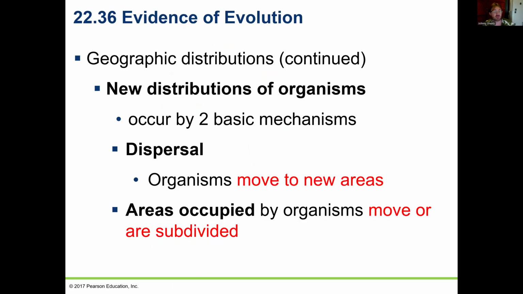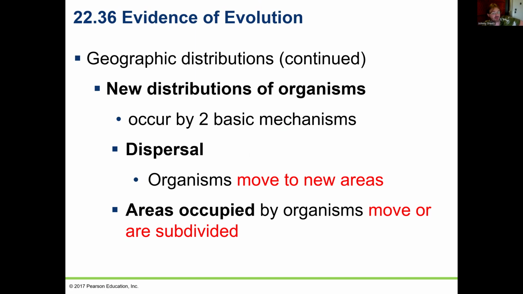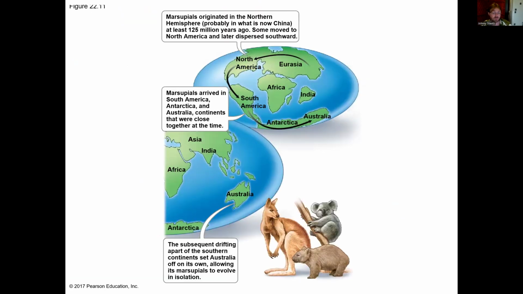Now, geographic distribution. New distributions of organisms occur by two basic mechanisms. There's dispersal, when organisms move to a new area, and there's when areas occupied by organisms move or are subdivided. So dispersal is where organisms move to a new area and colonize it. And then after that, that's going to lead to a new set of selective pressures. A new animal has emerged in the ecosystem.